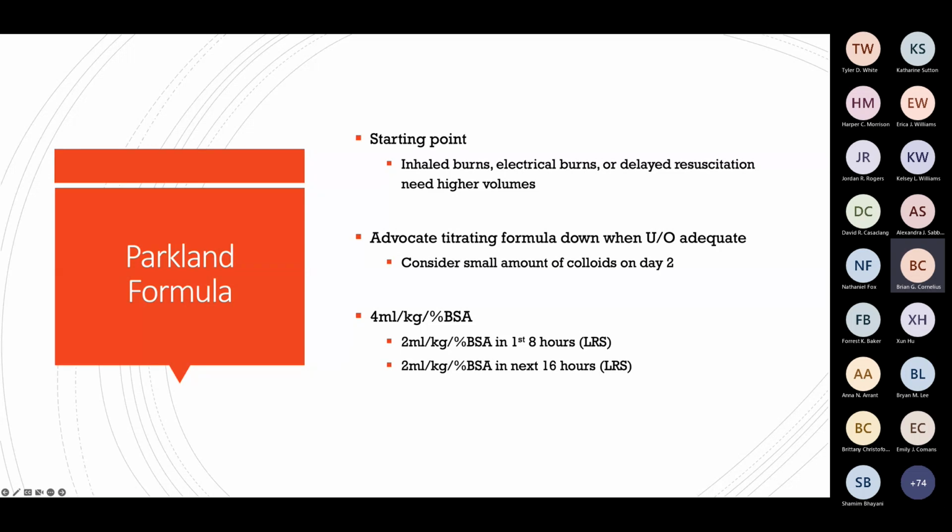So let's say we have a patient with 50% body surface area. So we're going to start off with 4 mLs times 50% times, we'll say they're 100 kilos. So in that 24 hours, we want to give 20 liters of fluid. So we're going to give 10 liters over 8 hours. So for that first 8 hours, our fluid rate's going to be 1,250 mLs an hour. And then the next 16 hours, you would give 625.